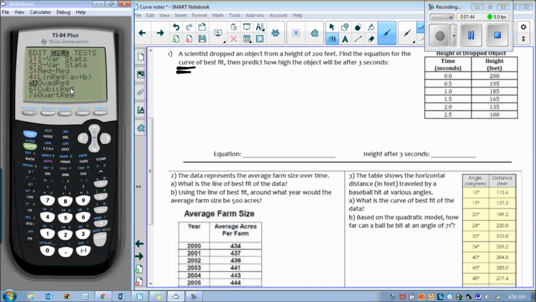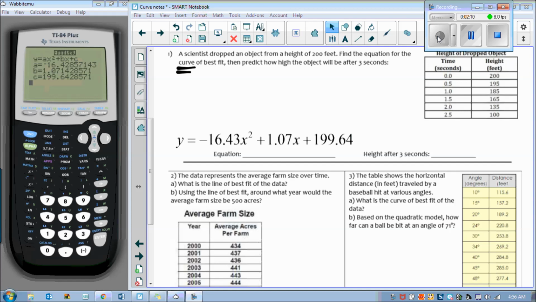So I'm going to go to QuadReg, option 5 down there. It's using list 1 and list 2. I'm going to want to look at my pictures, so I'm going to store this in for y1 and then hit calculate. So that is my equation, or at least those are my coefficients for my equation. So when I put that together, that is what my curve of best fit equation looks like.